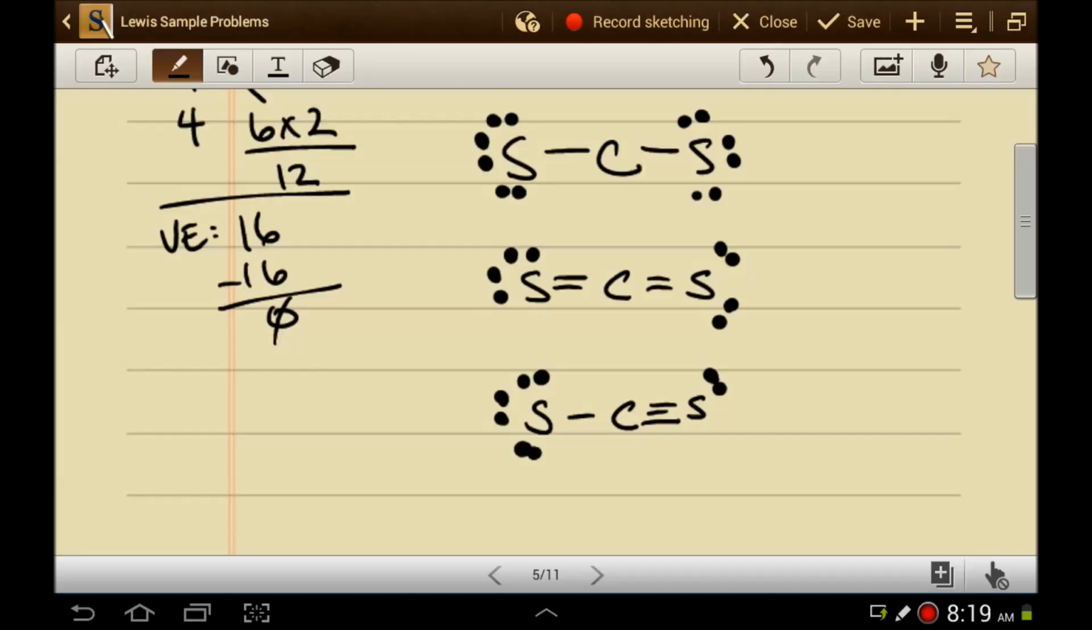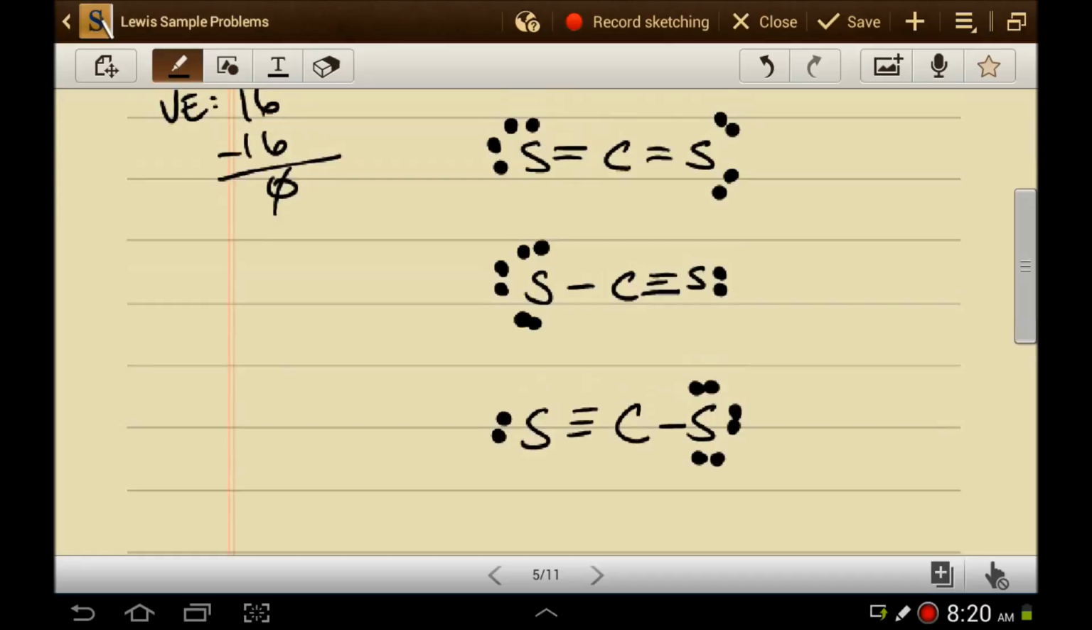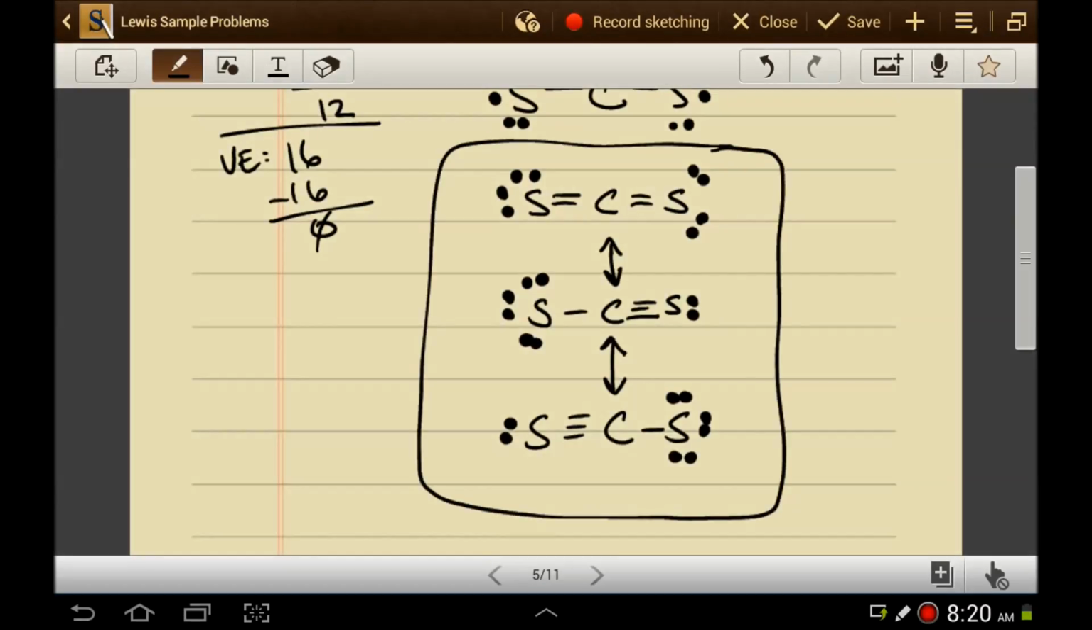And the answer is, of course. So I could give a triple bond to the sulfur on the right and a single bond to the sulfur on the left. Or I could give a triple bond to the sulfur on the left and a single bond to the sulfur on the right. So these are all possible resonance structures for carbon disulfide. So what's my answer for my Lewis dot structure?